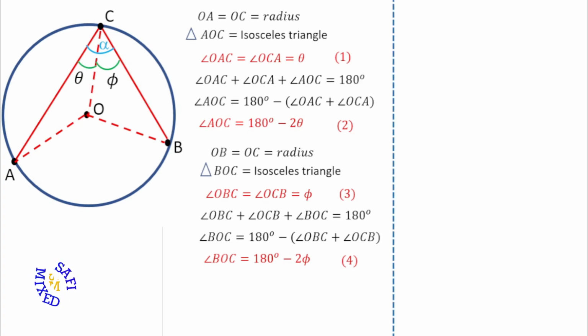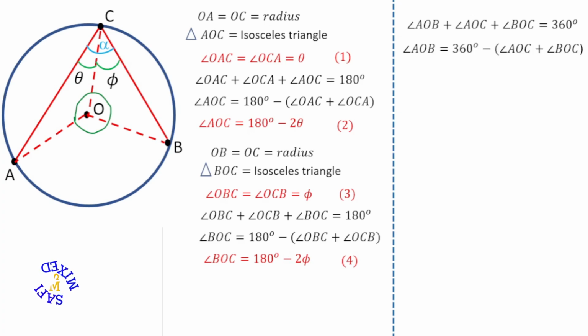Now we know that the total amount of angle around a point like this one is equal to 360 degrees, and there are 3 angles. One is this angle AOB, the other is angle BOC, and the third one is AOC. So the sum of these 3 angles would equal 360 degrees, and that's what I am writing over here. Angle AOB plus angle AOC plus angle BOC equals 360 degrees. And I can arrange the equation into this form by taking these two to the right side of the equation, and substituting the values from equation 2 and equation 4 at this position.